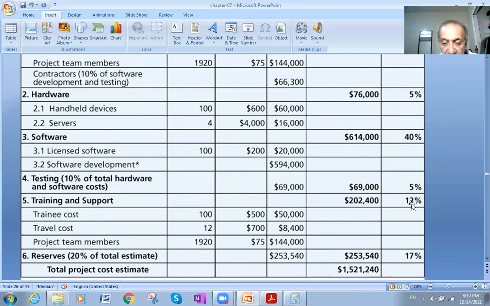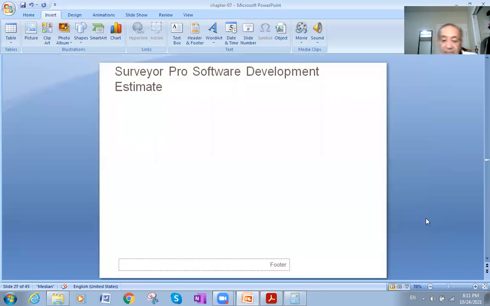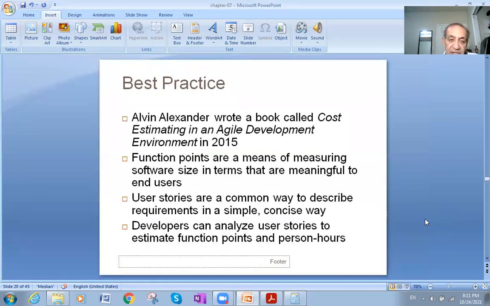And finally, the amount of reserves, which is 20% of the total estimates. So it comes to 253,540. When we divide it by 1,521,240, it will give me 17%. That's how it works here, and that's how we do the cost estimations in this example.